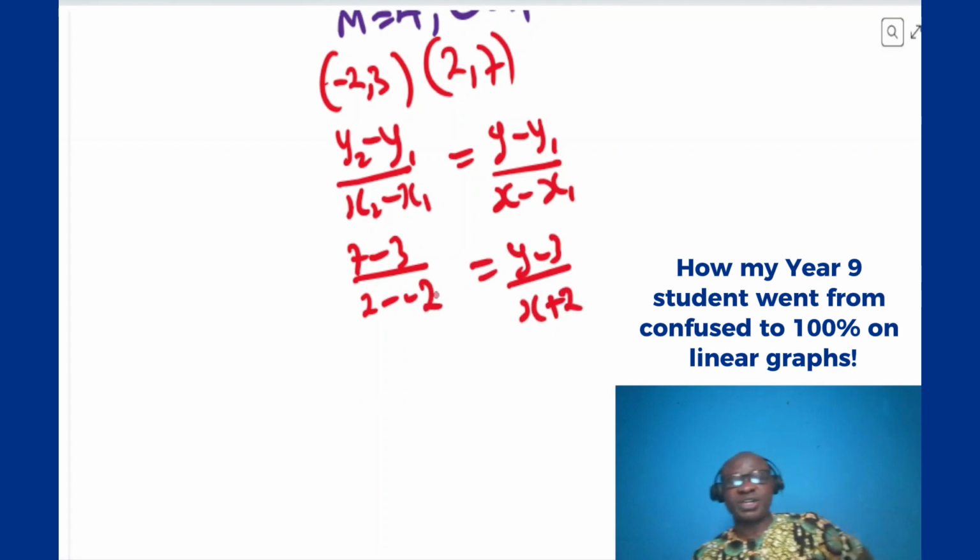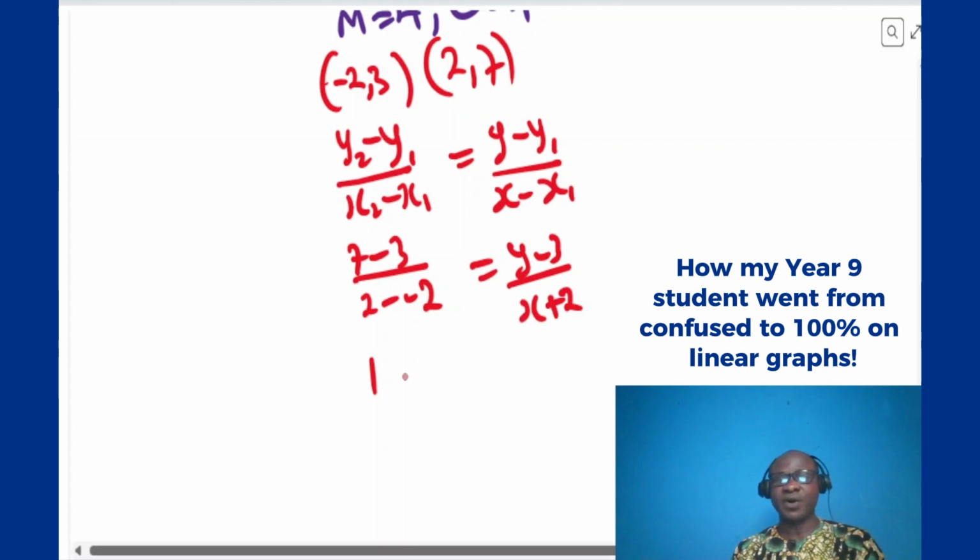So 7 minus 3 is 4. 4 divided by 4 will give me 1, because you can see here that minus 2 minus 2 will give me 4. So from what I have written down, this will give me 1, that is 4 over 4, equal to y minus 3 over x plus 2.